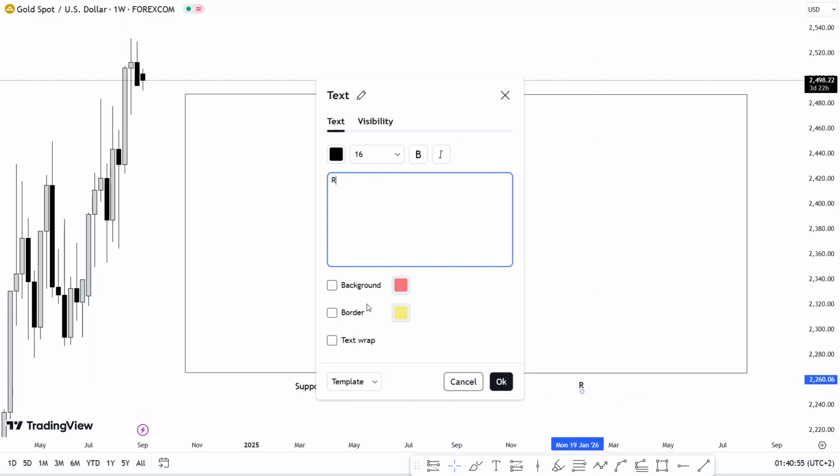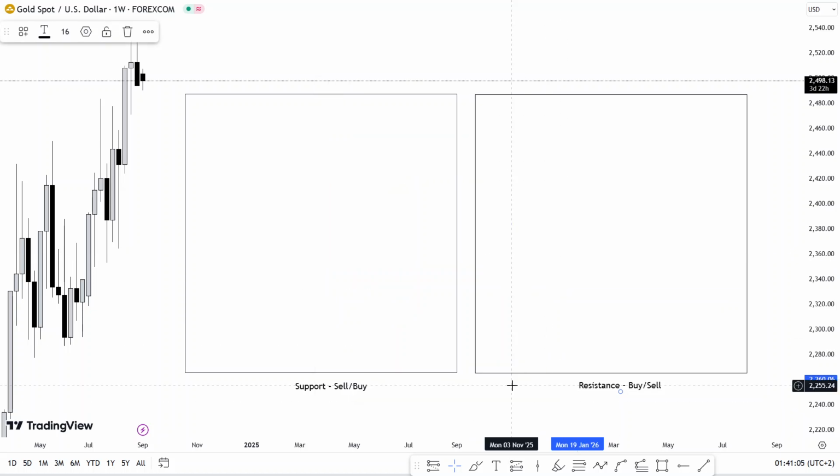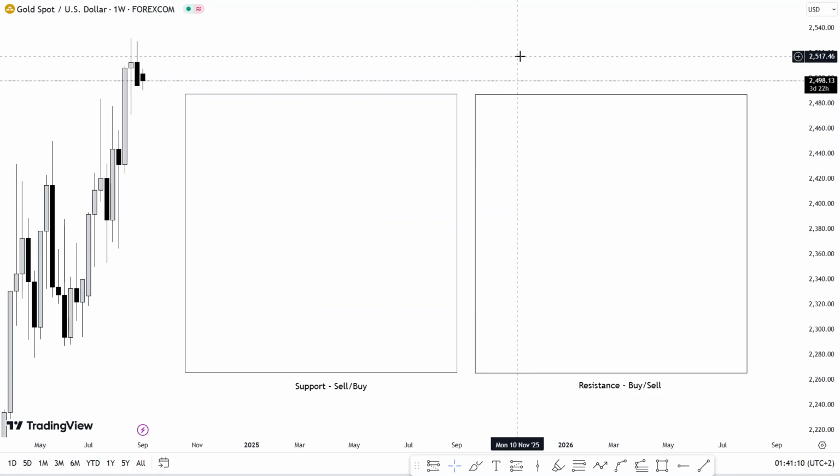Okay, for your resistance, it is basically a buy, which is followed by a sell candle, right? And this is just the basics. We're going to look for them on the charts, and then we're going to talk about other examples, and look at them in a more advanced way, right?